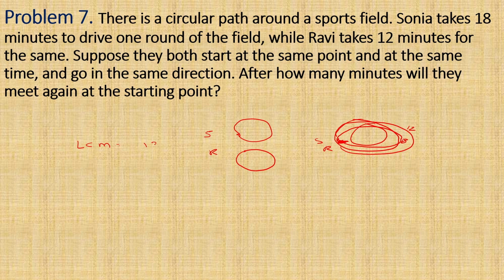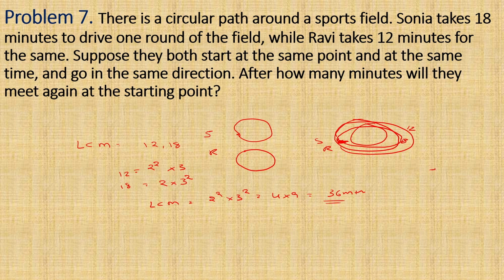So LCM of 12 and 18. For 12, what are the factors? 2 power 2 into 3. For 18, 2 into 3 square. So LCM is equal to 2 square into 3 square, 4 into 9, 36. So after 36 minutes, they will meet again.